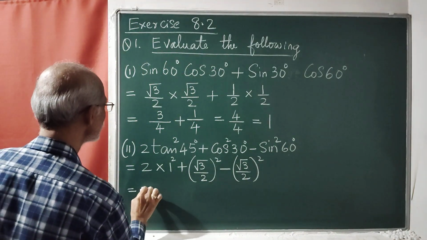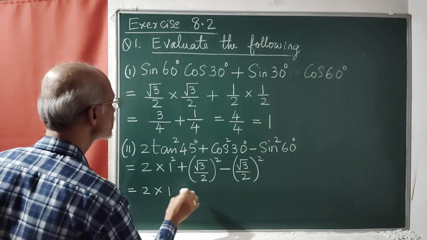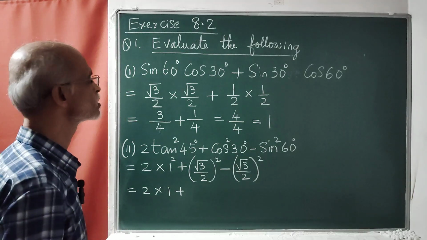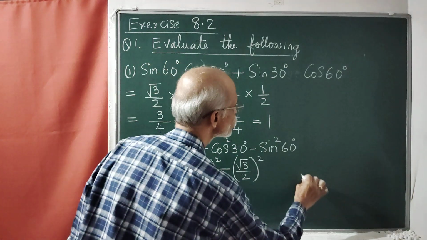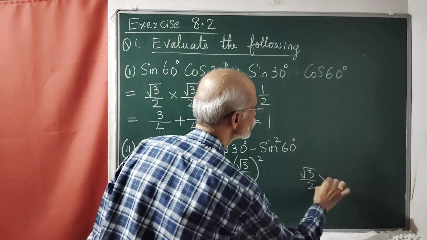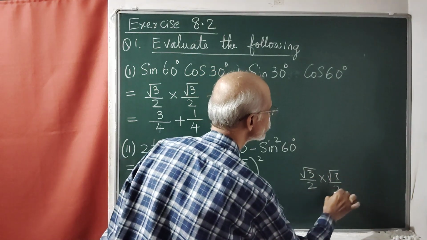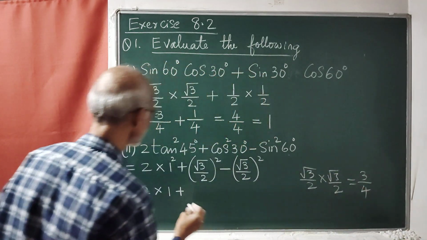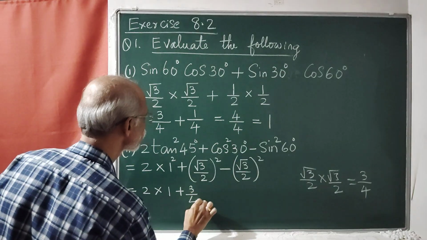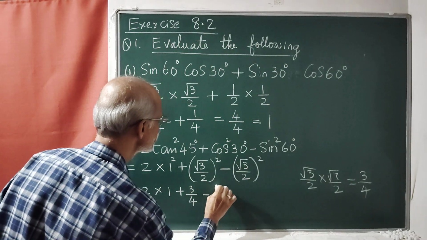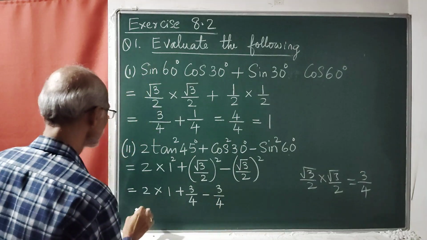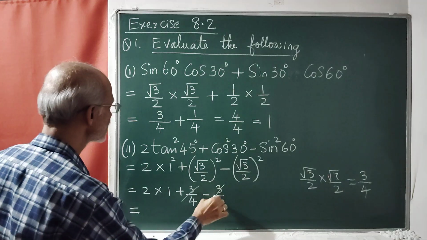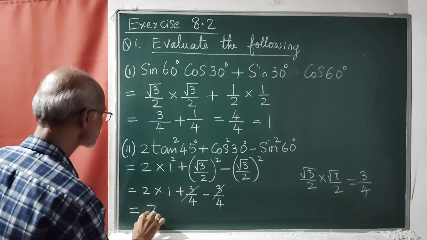What we get? 2 into 1 plus root 3 by 2 into root 3 by 2 is what? 3 by 4. Root 3 into root 3 is 3. 2 into 2 is 4. We get 3 by 4 plus 3 by 4 minus again this also 3 by 4. We can see here plus 3 by 4 minus 3 by 4 will get cancelled there. 2 ones are 2. The answer is 2.